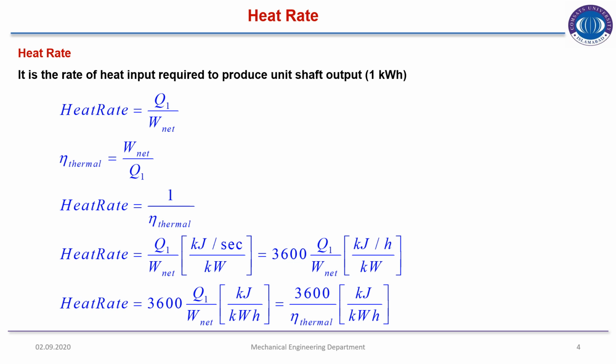Heat rate. By definition, the heat rate is the rate of heat input required to produce unit shaft power output. We know that in the boiler, heat is supplied through the combustion chamber or boiler house or whatever means. So Q amount of heat is added into the system through the boiler, which will convert saturated liquid into saturated vapor.